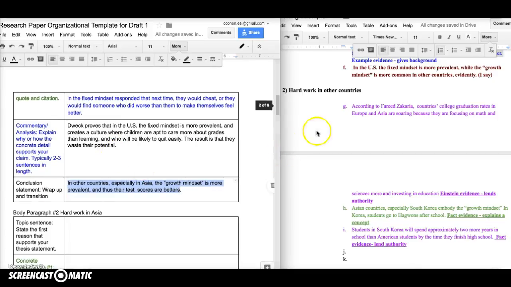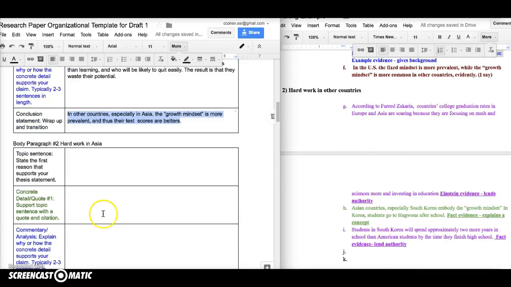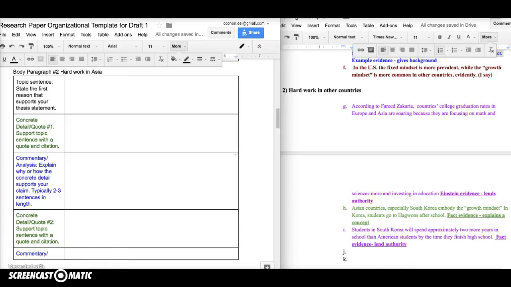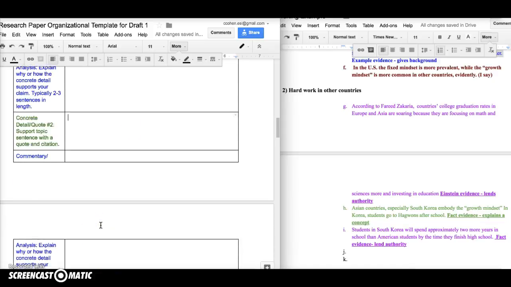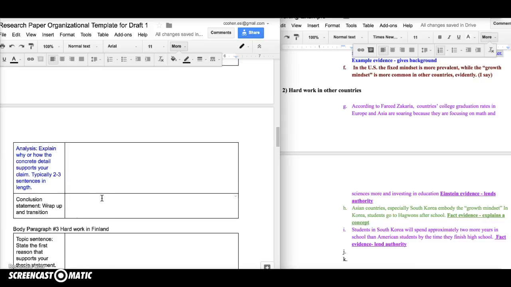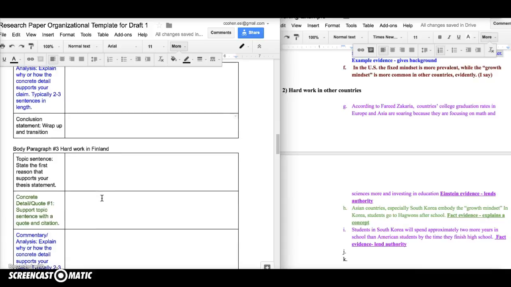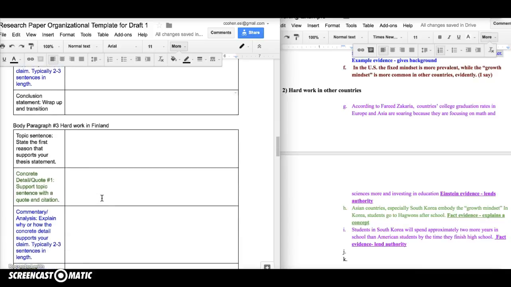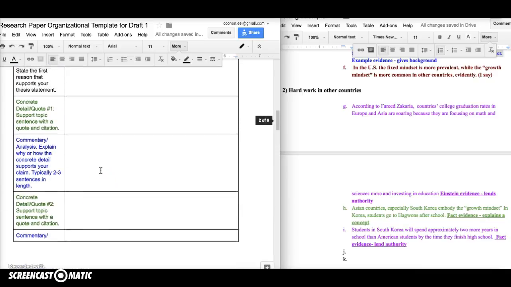So you can go ahead and continue plugging in your evidence, having your subtopic here, explaining the evidence, adding more evidence, explaining that, and then concluding. I hope that makes sense to you guys. And once you complete this organizational template, you're pretty much done with your draft, right?